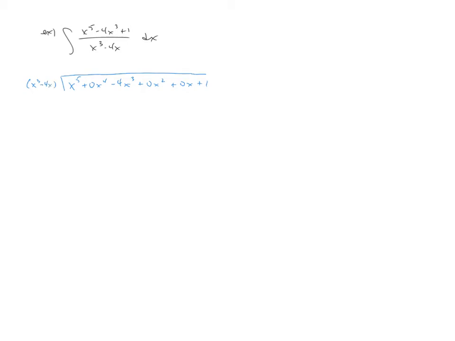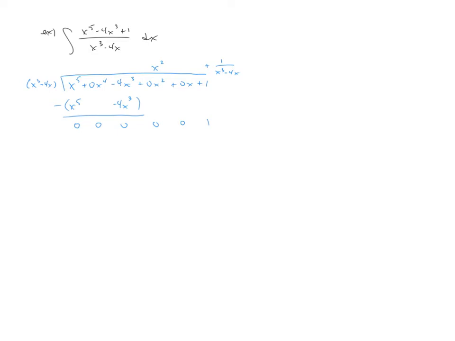And so as we start this process, we'll ask ourselves the question, what times x cubed is going to give us x to the fifth? Well, that would be an x squared, keeping our columns aligned. Now we'd have an x to the fifth minus a 4x cubed. All right, so we'll remember to subtract everything now. And that actually zeroes out everything except this 1, which would then be our remainder. So we would have a plus 1 over x cubed minus 4x.